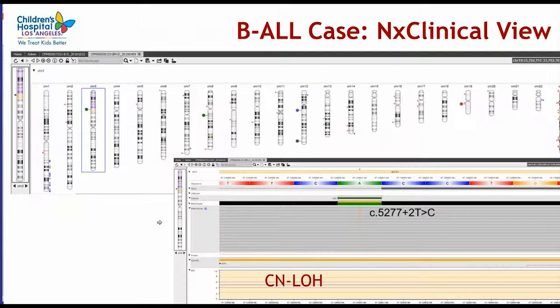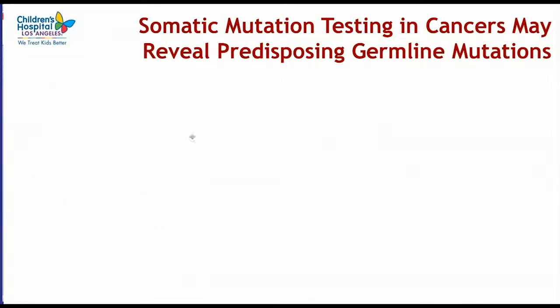loss of SETD2 function. I also mentioned that sometimes having two hits in the same gene serves as an indication that we should be thinking about the possibility of germline predisposition, because germline predisposition mutations are much more common in cancer patients than was originally appreciated. And this was realized when sequencing tumor samples for somatic mutations became much more prevalent. And then it was realized that through that process, you more frequently than expected also detect predisposing germline variants.